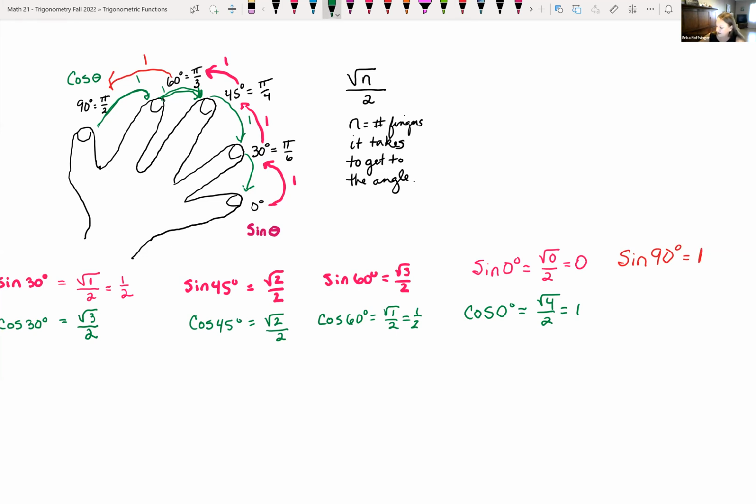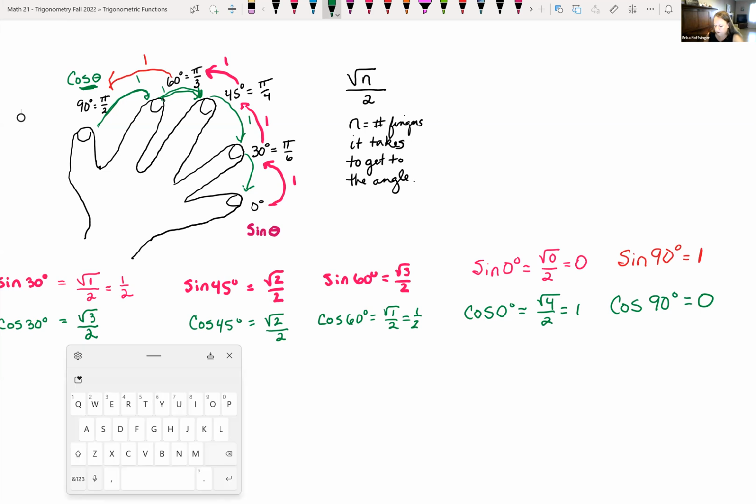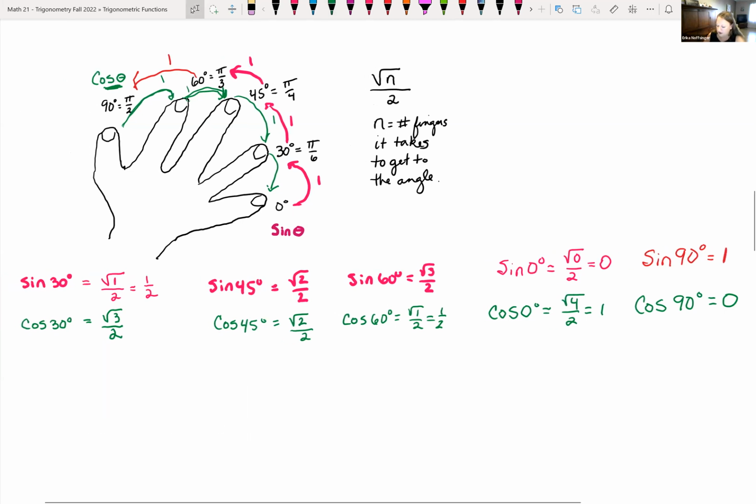Same idea, cosine of 90 degrees. This time we're starting at our thumb. We're not moving anything, so our number of fingers is 0. So square root of 0 over 2 is 0. So there's just a little trick to help you derive those trigonometric functions pretty fast. And then again, we can always derive the other ones, knowing what sine and cosine are.